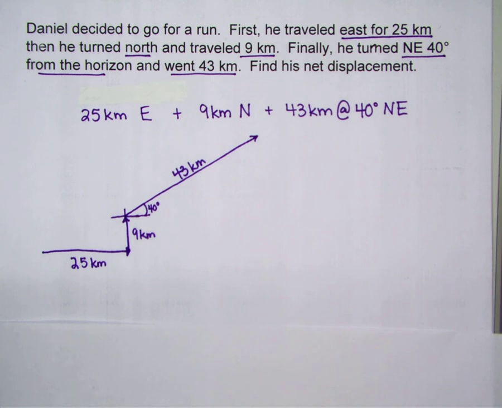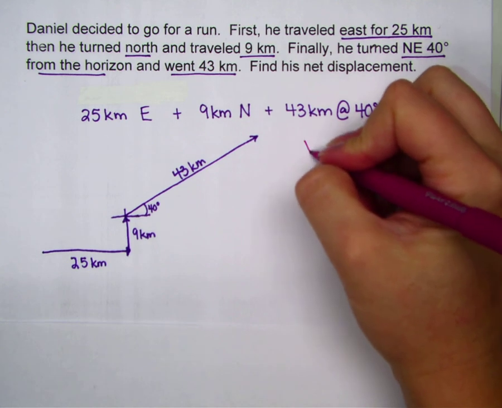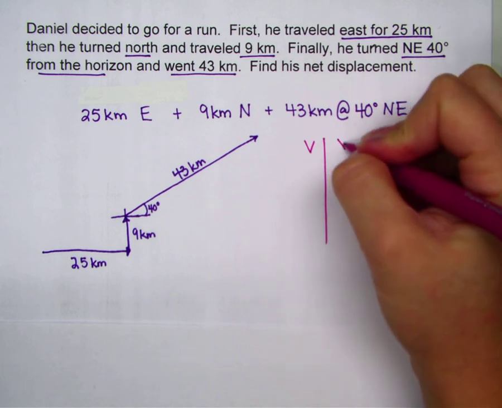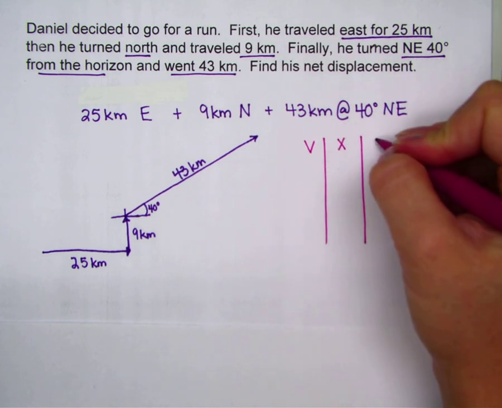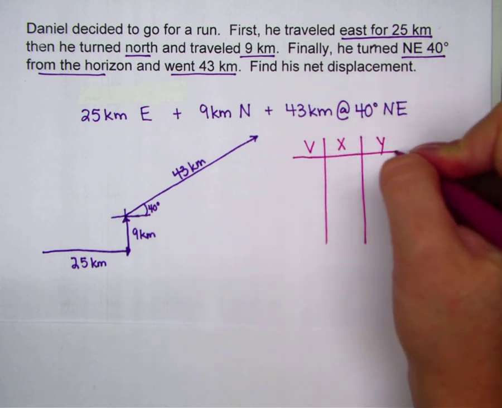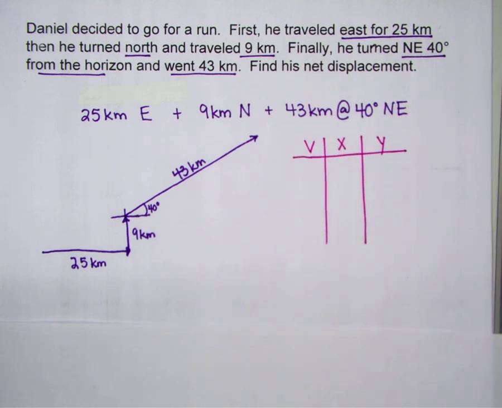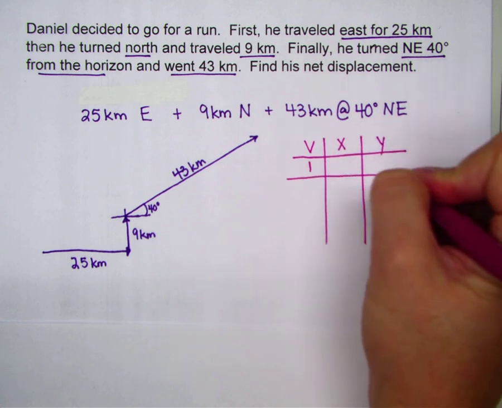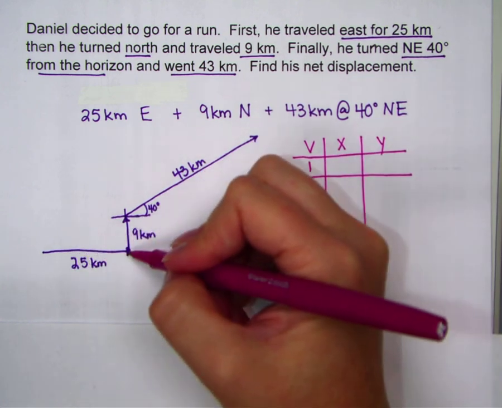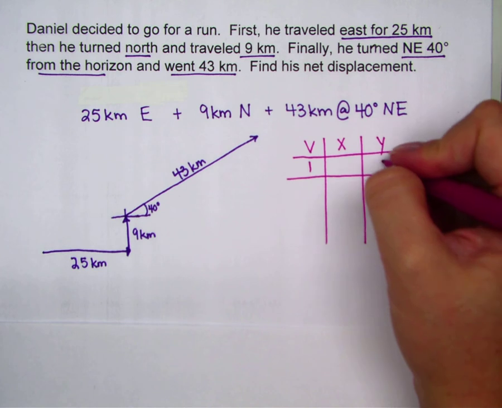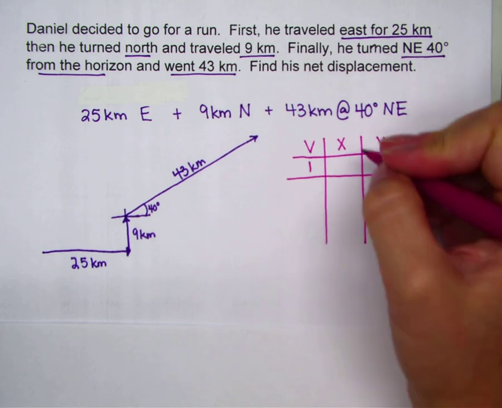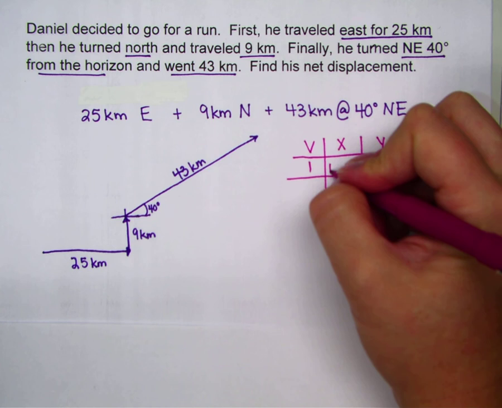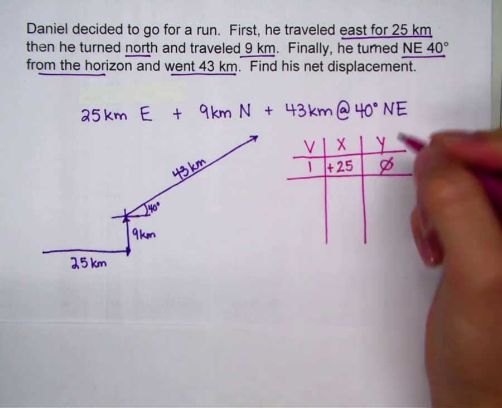So now I'm going to make a table to collect all of my x and y data. So it's the vector, the x component, and the y component. So I'm going to basically get rid of directions and angles, and I'm only going to use plus and minus. Okay, so vector number 1 is all in the x direction because it's horizontal. So the y direction, or y component, is going to be 0. Because it's going to the right, it's going to be positive 25.